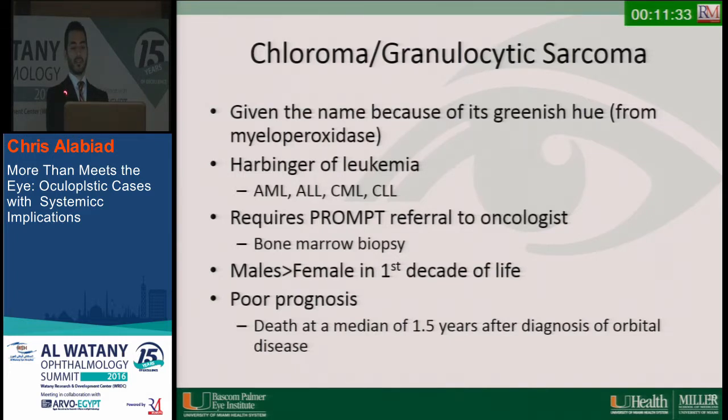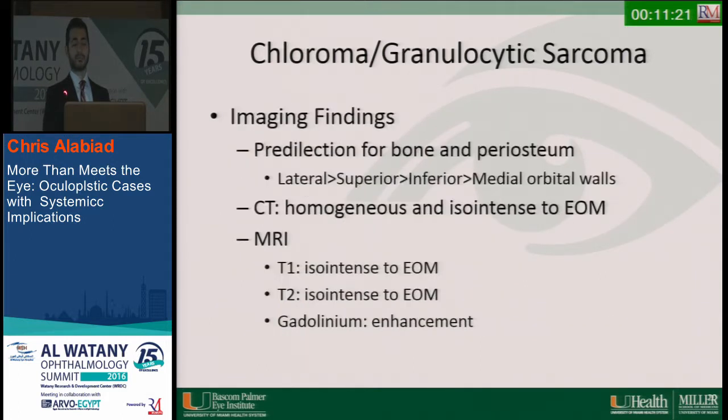It typically is seen in males more than females in the first decade of life and carries a very poor prognosis, with death at a median age of 1.5 years from diagnosis of the orbital disease. Imaging findings typically show a predilection for bone and periosteum, with the lateral orbital wall being more commonly involved than the medial orbital wall. The CT scan, as I showed you, is very homogeneous and iso-intense to the extraocular muscles. MRI can show similar findings as well, iso-intensity on T1 and T2 to the extraocular muscles with enhancement on gadolinium.